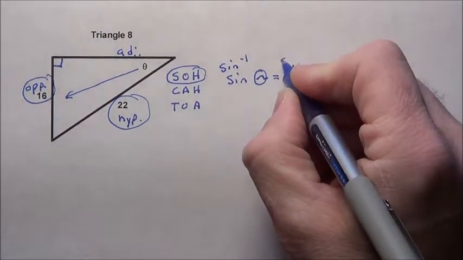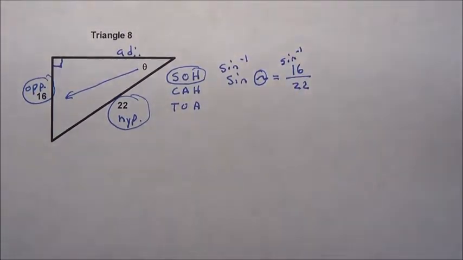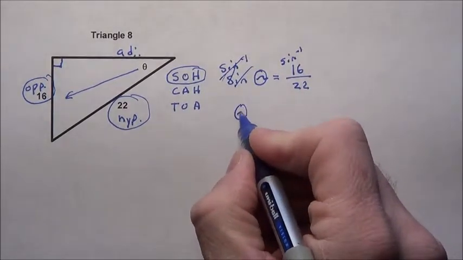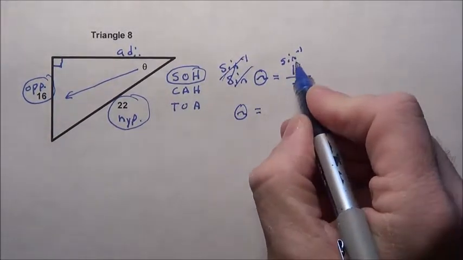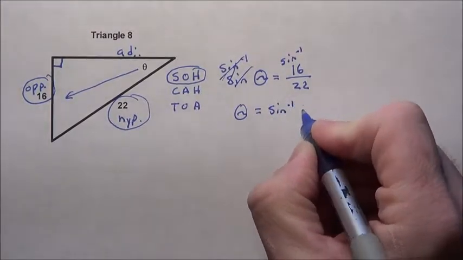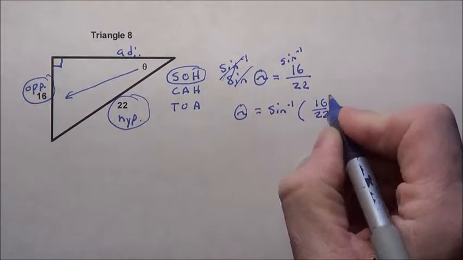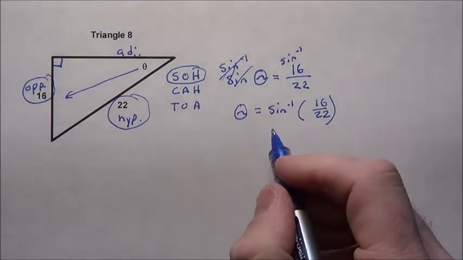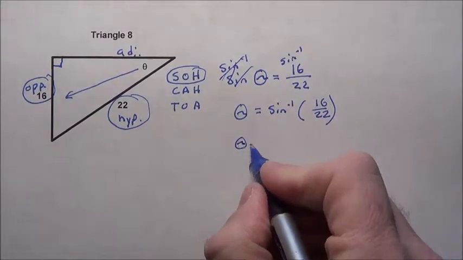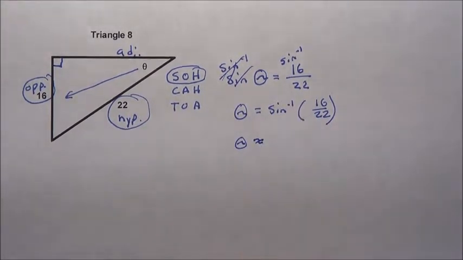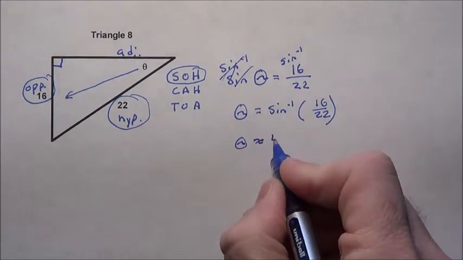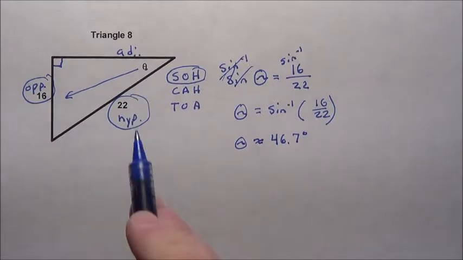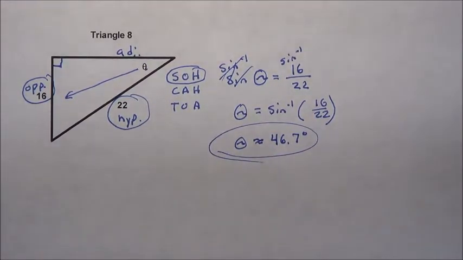If I take the inverse sine on this side, I have to do the same thing to the other side to keep things balanced. The inverse sine of a sine basically just goes away, and we're left with theta, our angle measurement. It's going to equal whatever the inverse sine of this fraction happens to be. I put my calculator in degree mode, hit second sine button, that's usually where the inverse sine is, and it tells me, when I did it a little bit ago, I got the inverse sine of 16 over 22, I got 46.7 degrees. This angle right here in triangle 8 is 46.7 degrees.